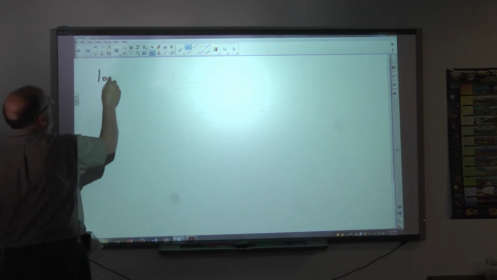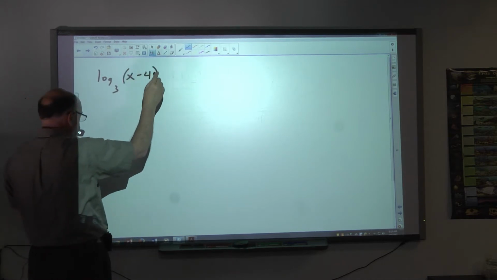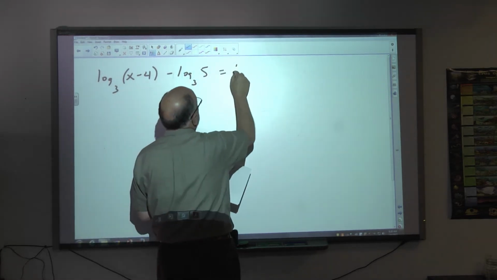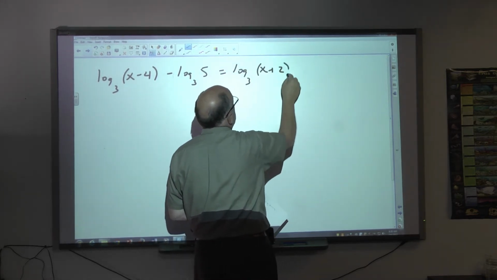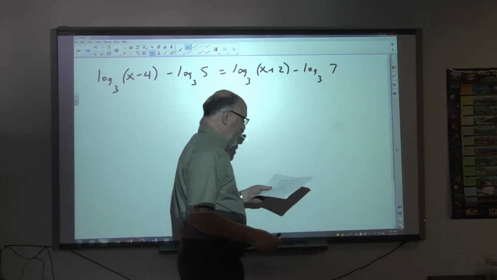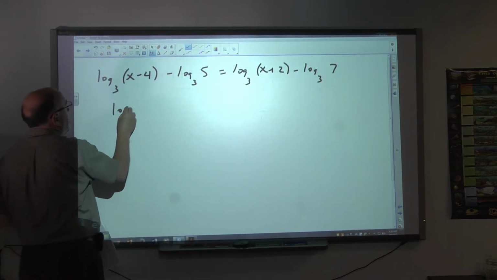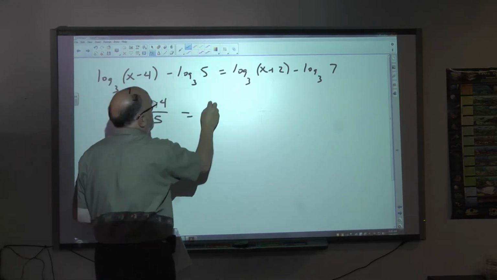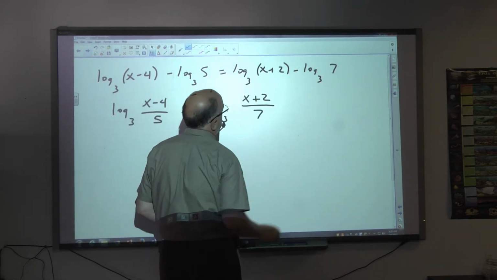So log base 3 of x minus 4 minus the log base 3 of 5 equals log base 3 of x plus 2 minus log base 3 of 7. So the first thing you want to do is rewrite each side as a single logarithm. So this is going to be the log base 3 of x minus 4 over 5 equals the log base 3 of x plus 2 over 7. Right, so we get that.